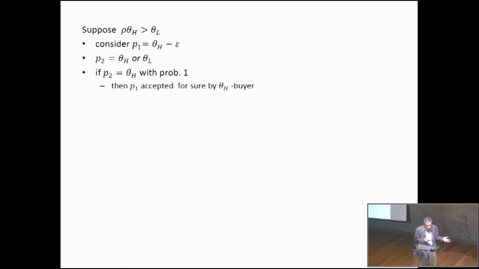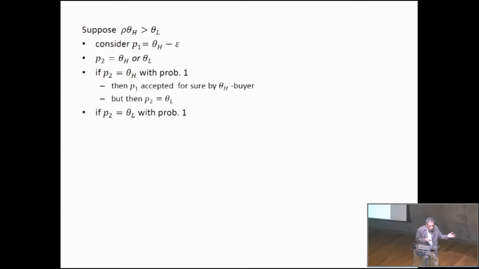Well then, a high type in period 1 is going to accept this price, theta h minus epsilon, because he knows that the price is going to be even higher the next period. So a high type will accept P1. But then that means that P2 cannot be theta h, because the seller will know in period 2 that he's facing a low type. The high type will have accepted already in the first period. So the buyer must be of a low type. But that contradicts our assumption that P2 equals theta h. So it cannot be the case that P2 equals theta h with probability 1.